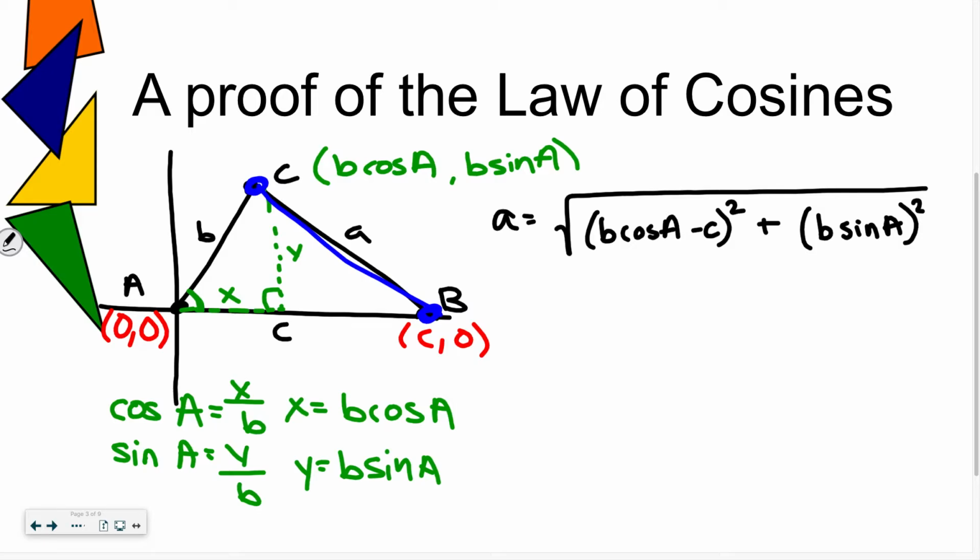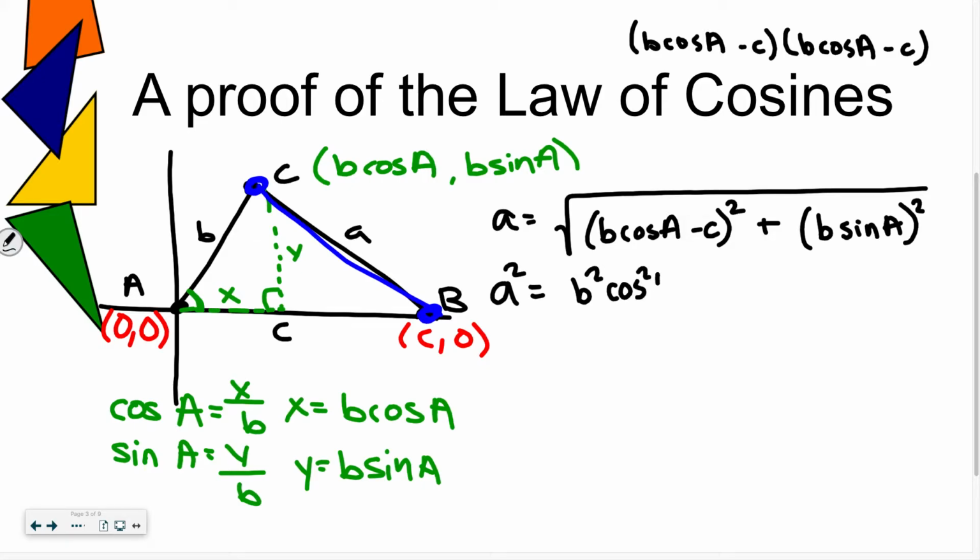And then, I don't want to keep writing just radicals, so I'm going to square both sides. So I'm going to have a squared equals. I'm going to FOIL out b cosine a minus c times b cosine a minus c. So when I multiply the first terms, I'm going to get b squared cosine squared a, b cosine a times b cosine a.